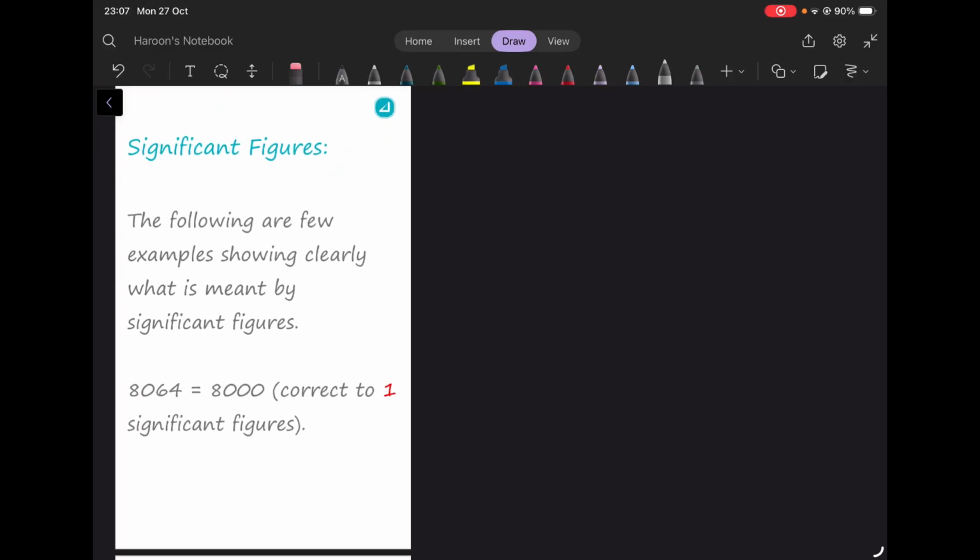Now this is an important concept which students find slightly difficult, and they often get this concept wrong for this particular chapter. So significant figures. Let's say we have 8064 and the examiner asks you to convert this to one significant figure. SF would represent significant figure in this lesson. The first significant figure starts from, we always in math go from left to right, of course. The first non-zero number would be your first significant figure. So 8 is my first significant figure.